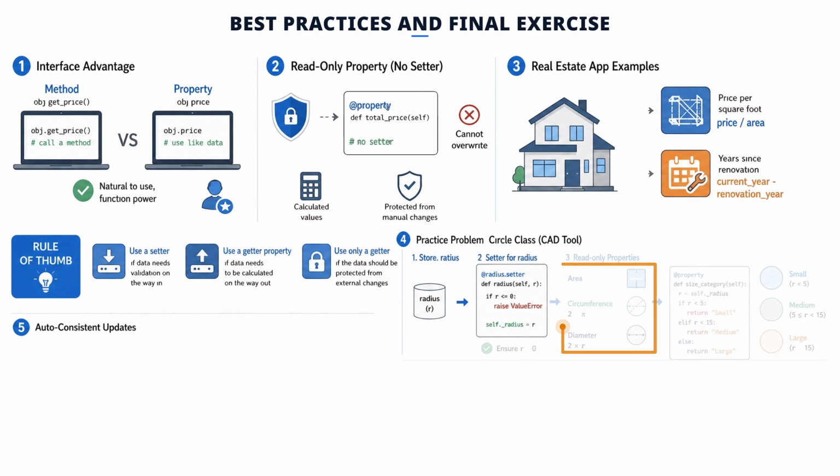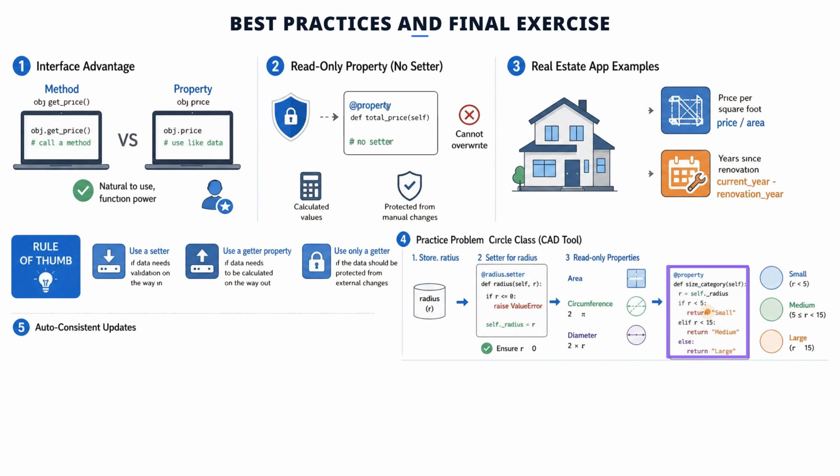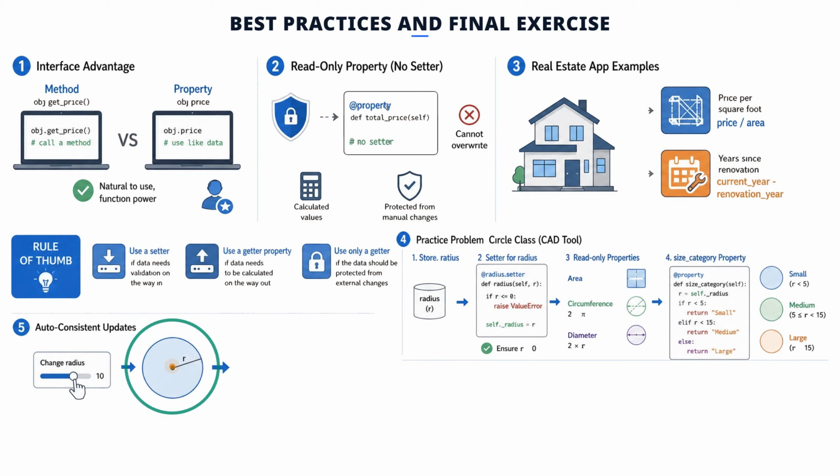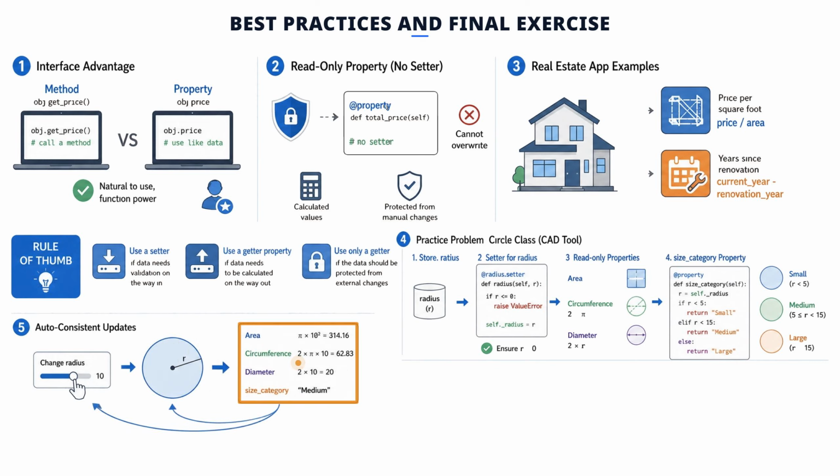Next, you create read-only properties for area, circumference, and diameter. They don't store values, they just do the math using the radius. Finally, a size category property returns small, medium, or large purely based on what that radius is. By following this structure, you get auto-consistent updates. As soon as you change the radius slider, the circle itself adjusts, and instantly, every other measurement updates automatically and stays perfectly consistent. This is the ultimate payoff.